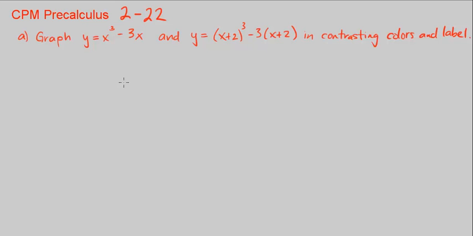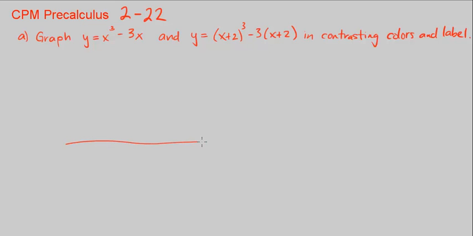This is CPM Precalculus, Chapter 2, Number 22. So using a new set of axes, complete the following problems. Part A, graph y equals x cubed minus 3x and y equals (x plus 2) cubed minus 3 times (x minus 2) in contrasting colors. Label each graph with its corresponding equation.